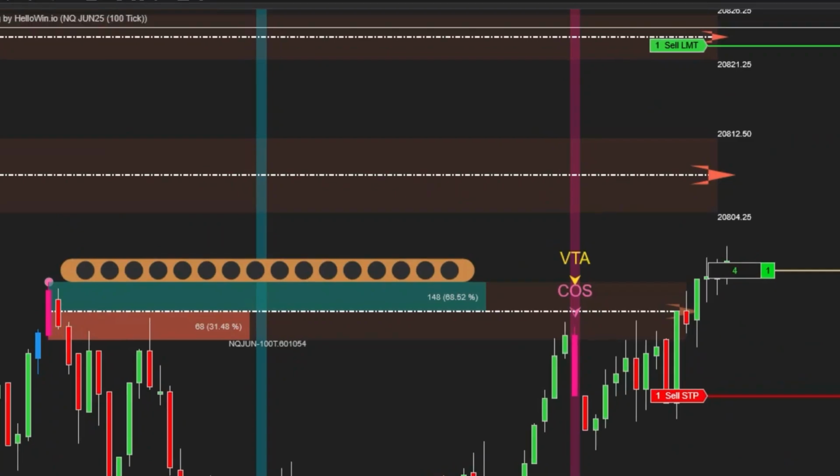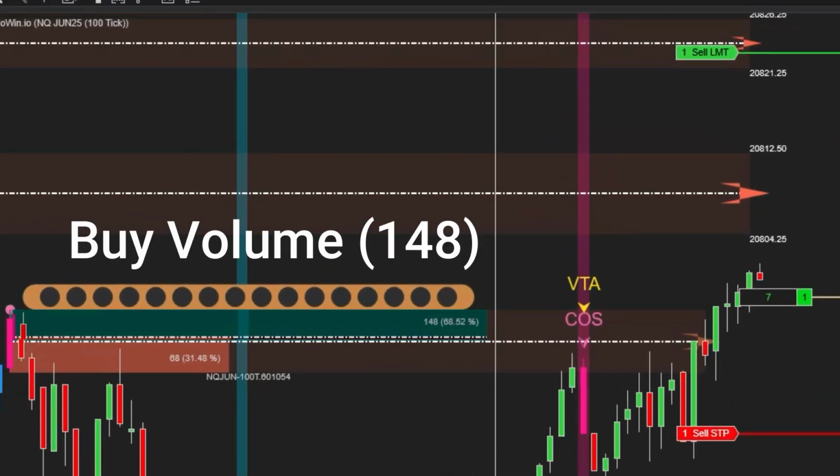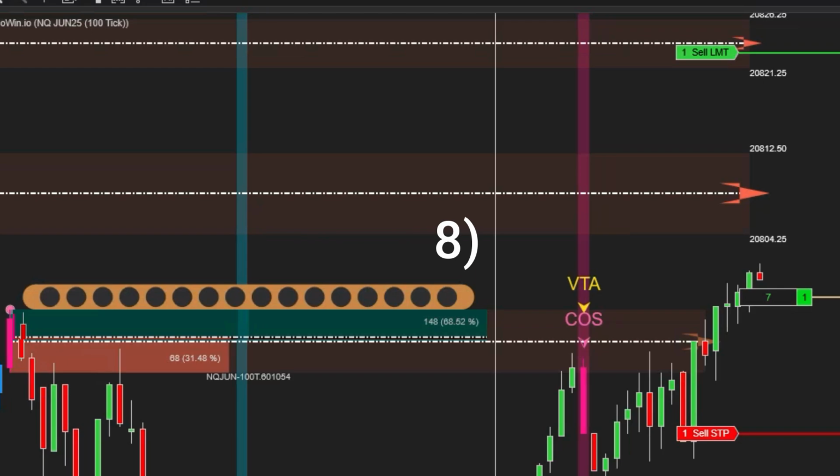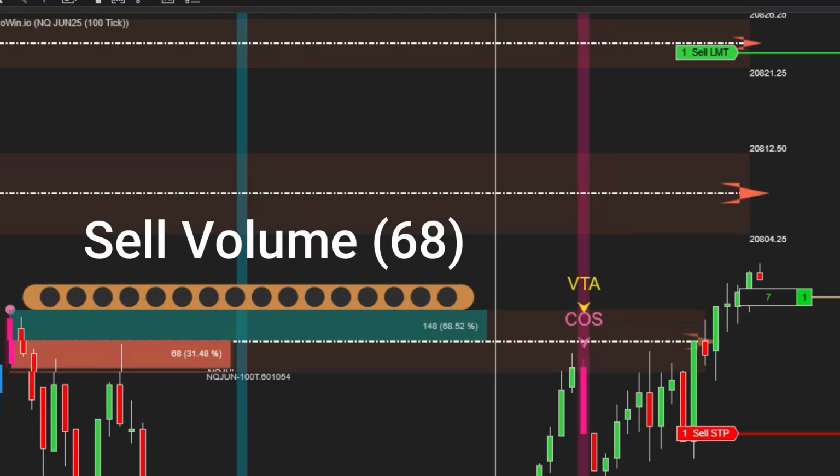reliability of the signal. At this point, when the price broke through the zone, I entered another buy position because I observed that buy volume at this demand zone was significantly higher than sell volume.